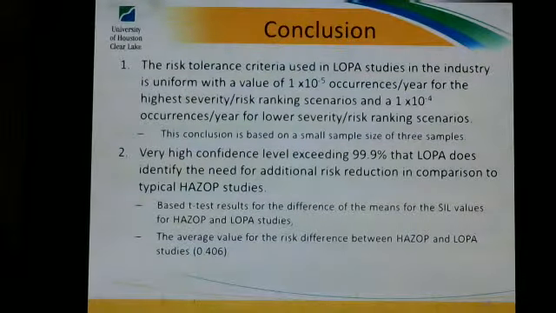The biggest conclusion out of the study is that there is a high confidence level exceeding 99.9% that LOPA does identify the need for additional risk reduction in comparison to typical HAZOP studies. And this, of course, is based on t-test results for the differences, the means for the seal values for HAZOP and LOPA studies, and the average value for the risk difference between HAZOP and LOPA studies, which is 0.406.